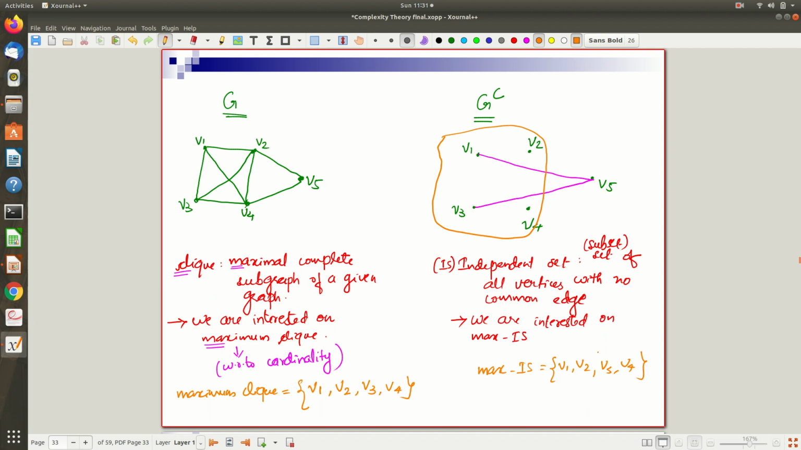Can you find out the maximum clique? That is an interesting problem, right? All these problems have some applications in the background. Let me tell you one quick application of this clique.